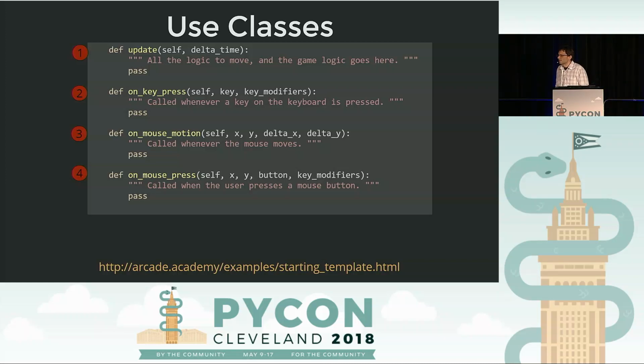We can respond to user input if we want by overriding the other functions. Anytime the user hits a key, that's item 2, it's called. Anytime the user moves the mouse, the on-mouse motion function is called. Anytime the user presses a mouse button, the on-mouse press function is called. There's a template for getting started with a game that's interactive like this. It's at the URL down at the bottom, and you can use that to start and basically fill in the code that you want to run.